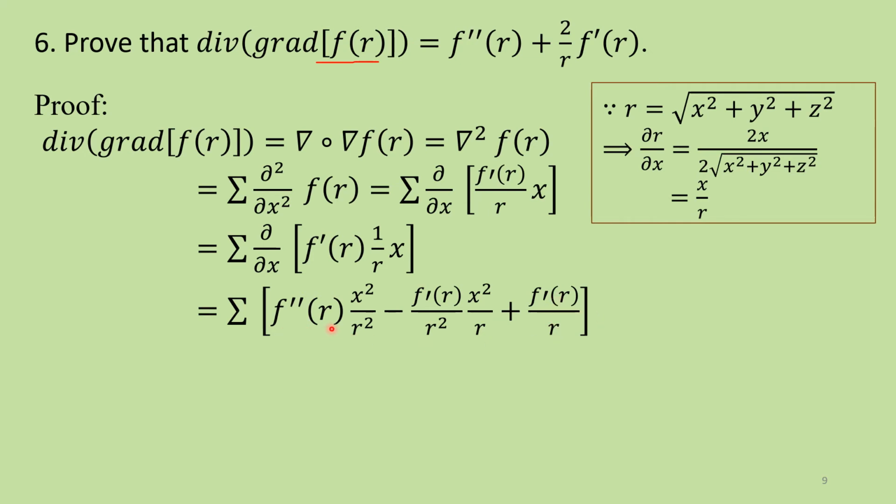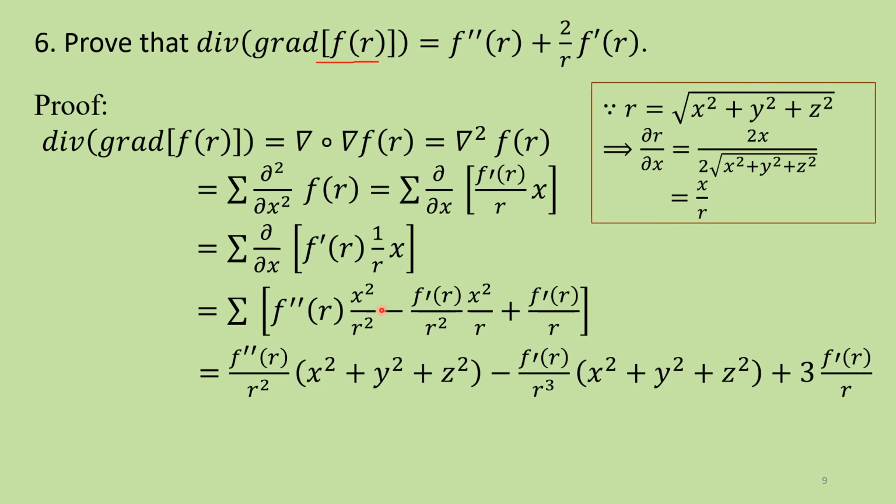Now what about the rest? For the first term, f double dash of r by r square into x square plus y square plus z square, because it comes for the remaining 2 terms as f double dash of r by r square y square, f double dash of r by r square z square. I have taken that together. So I have f double dash of r by r square into x square plus y square plus z square, minus f dash of r by r cube into x square, minus f dash of r by r cube into y square, minus f dash of r by r cube into z square. So I can write f dash of r by r cube into x square plus y square plus z square. Now this third term repeats thrice, so I can write 3 times f dash of r by r.